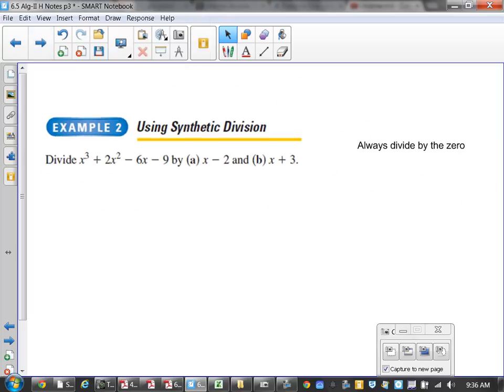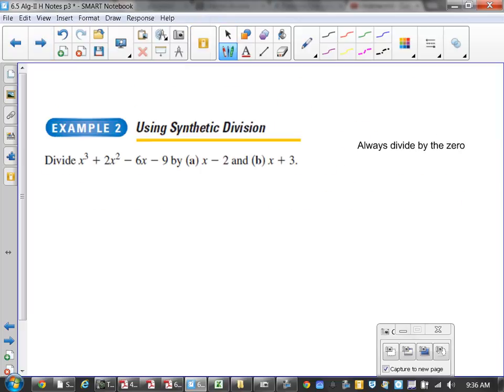The second part of this section, this is still 6-5? Yeah.